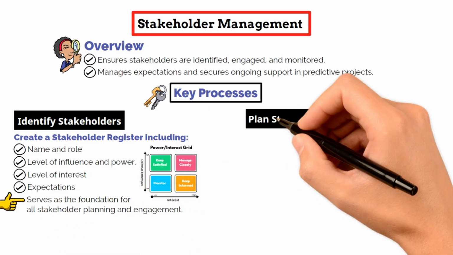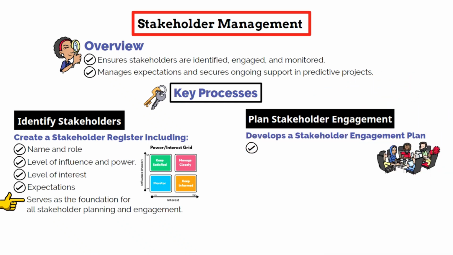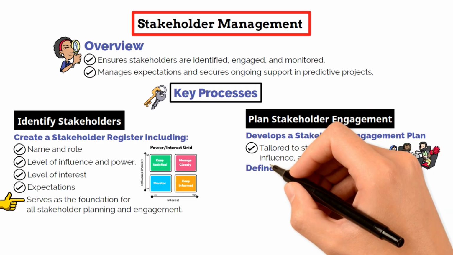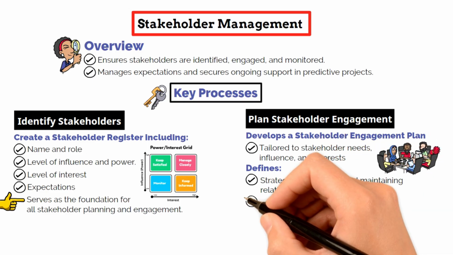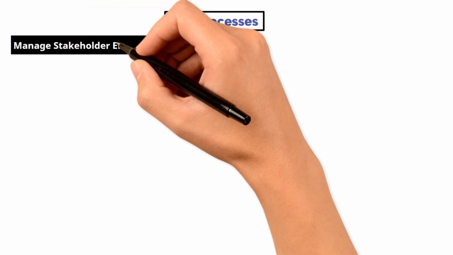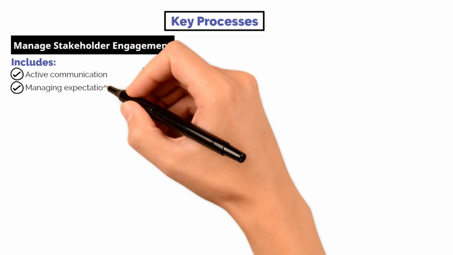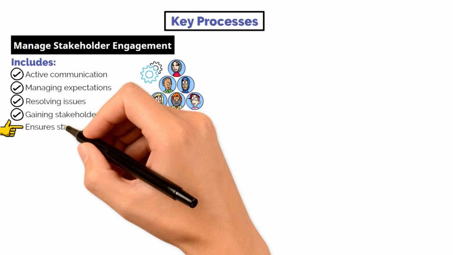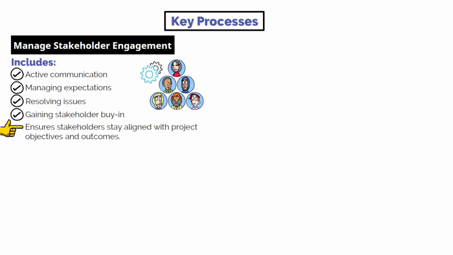The next step is planned stakeholder engagement, where the project manager creates an engagement plan tailored to the needs, interests, and influence of stakeholders. This plan outlines how the team will build and maintain relationships and how communication will be structured. During execution, the project manager must manage stakeholder engagement. This involves actively communicating, managing expectations, resolving issues, and gaining buy-in. It is about ensuring that stakeholders remain aligned with project objectives and supportive of project outcomes.